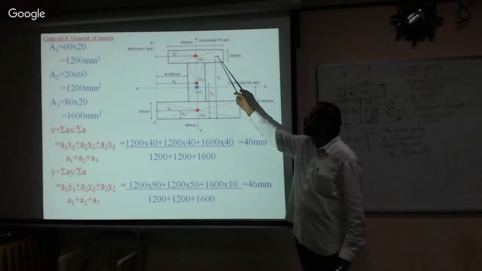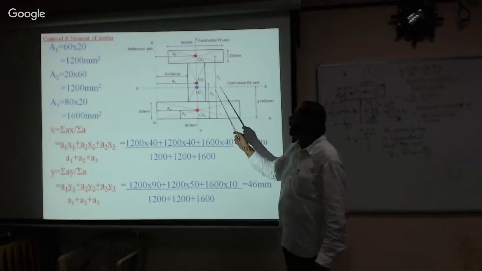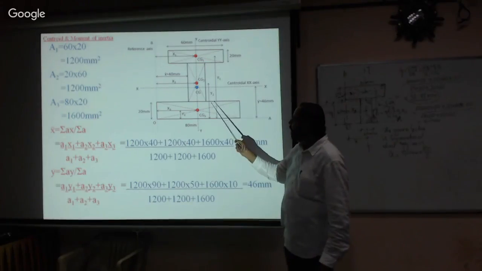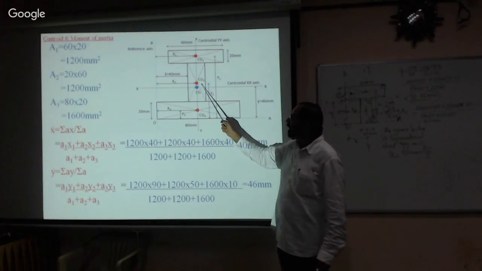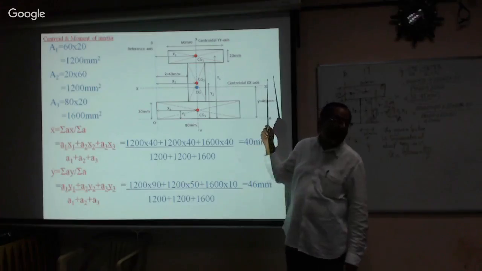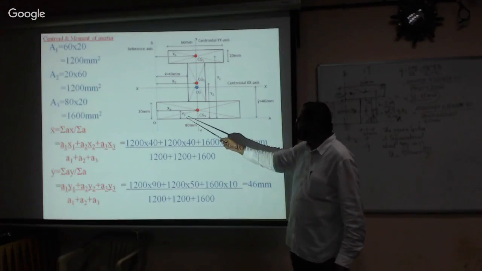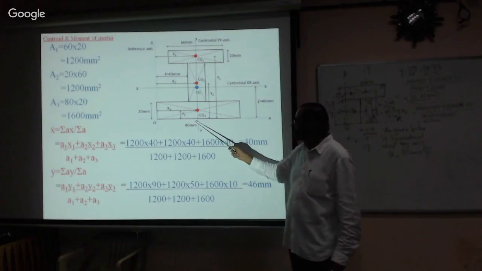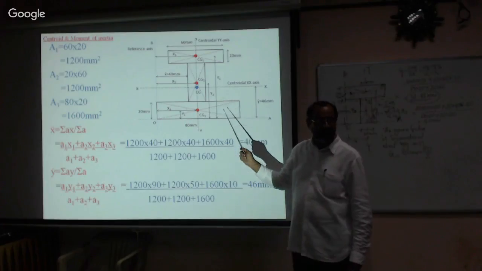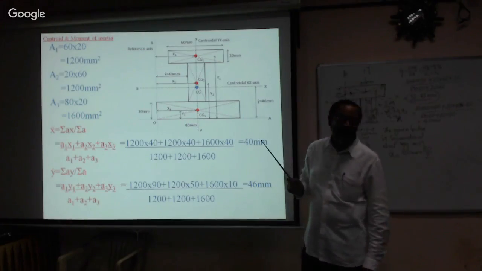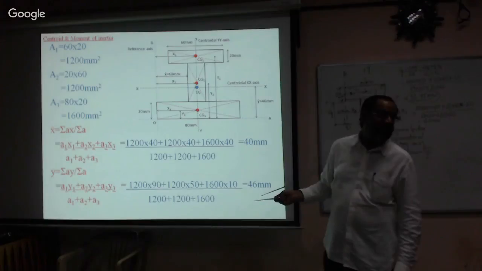Y1 is from the reference axis to the centroidal x-axis of the figure 1, isn't it? And this Y2 is the distance from the reference axis to the centroidal x-axis of the figure 2. Similarly, now this is X3, Y3. Y3 is the distance from reference to the centroidal x-axis of the figure 3. Isn't it? Understood? Right? Now, therefore, substitute the values and we got 46 millimeter.